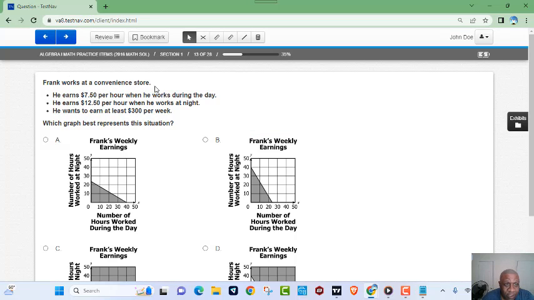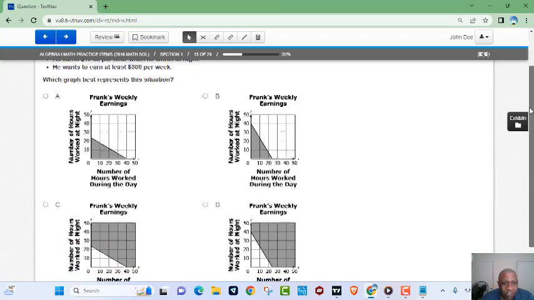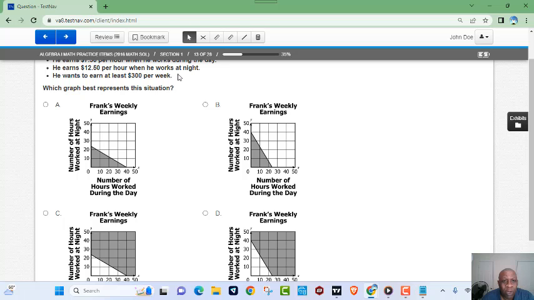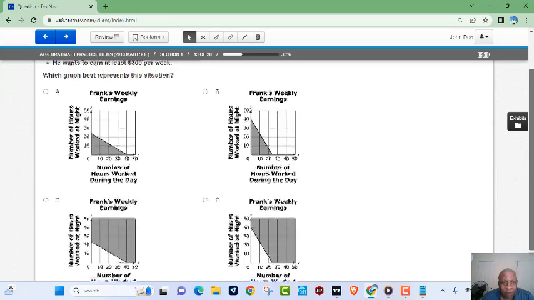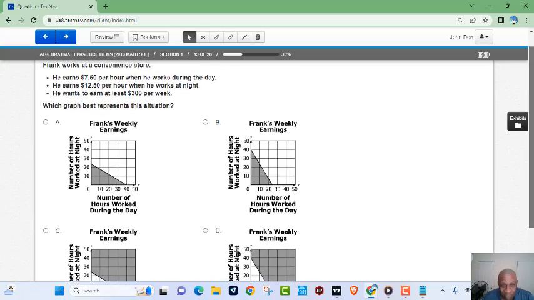Okay, Frank works at a convenience store. He earns $7.50 per hour when he works during the day. He earns $12.50 per hour when he works at night. He wants to earn at least $300 per week. So when it says at least $300, that means 300 or more. So you're looking for more, not less. That's a clue to what we're looking for. So since it's at least 300 or more, we can rule out A and B, because A and B would be less than. But you see that C and D are greater than. So we just need to figure out which one between C and D it will be.